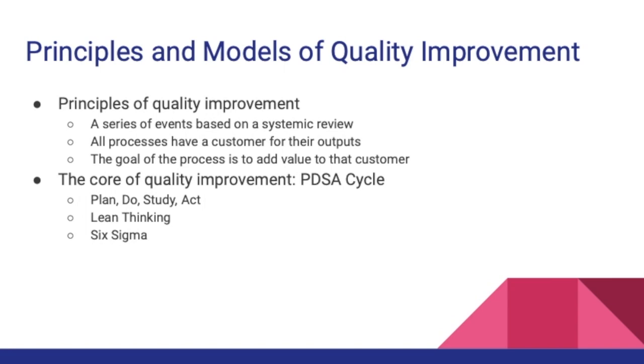Lean thinking is based on the belief of reducing waste in the system, and waste is defined as all activities that don't add value. And the 7 things that identify waste are overproduction, unnecessary transport, unnecessary motion, inventory inefficiency, errors, overprocessing, and excessive waiting.